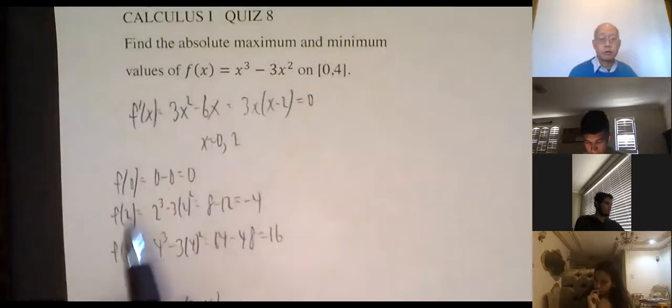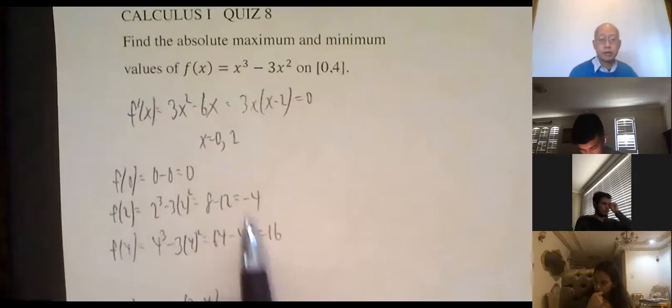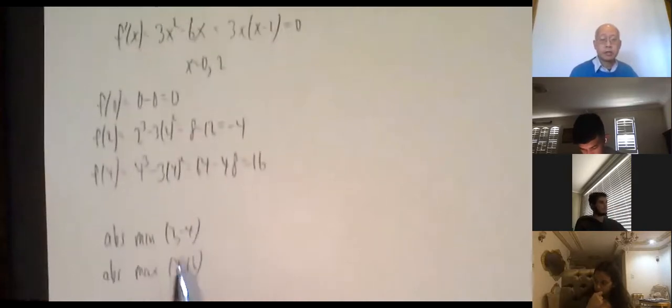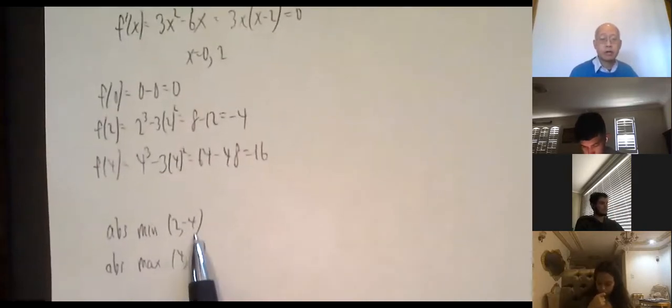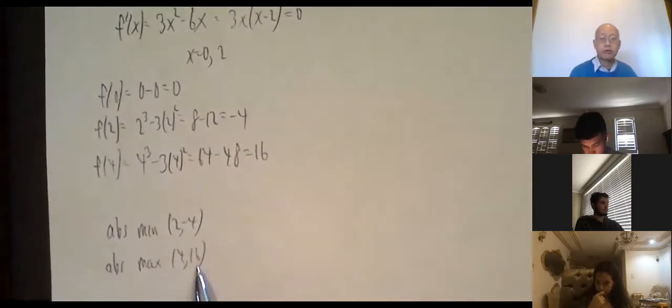F of 0 was 0. F of 2 was negative 4. F of 4 was 16. So this is the lowest. This is the highest. So absolute minimum at (2, negative 4). Absolute max at (4, 16).